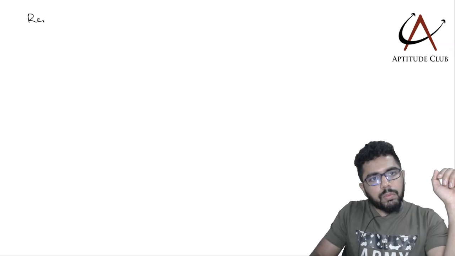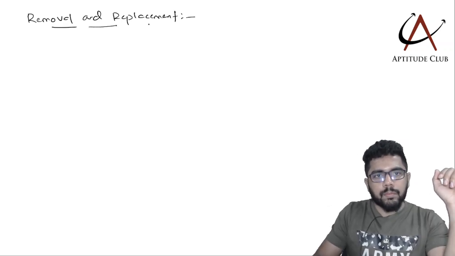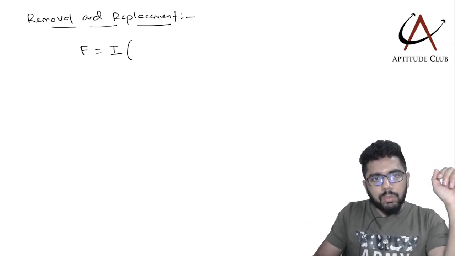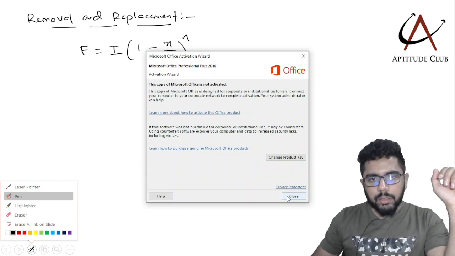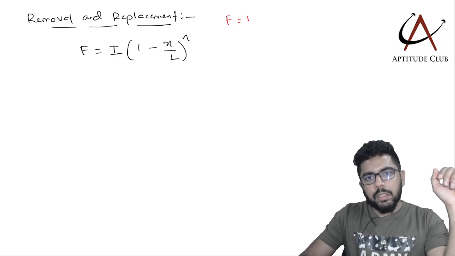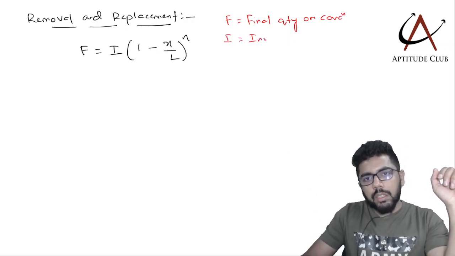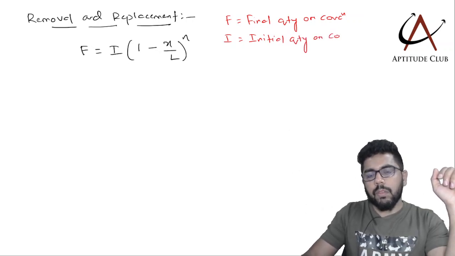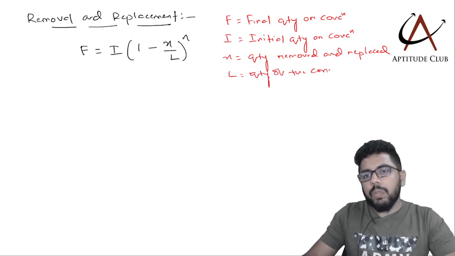There is a formula for the case of removal and replacement. It is F is I whole into 1 minus x by L, whole to the power n, where F is the final quantity or concentration, I means the initial quantity or concentration, X is the quantity removed and replaced, L is the quantity of the container where you are doing this operation, and N is the number of repetitions.